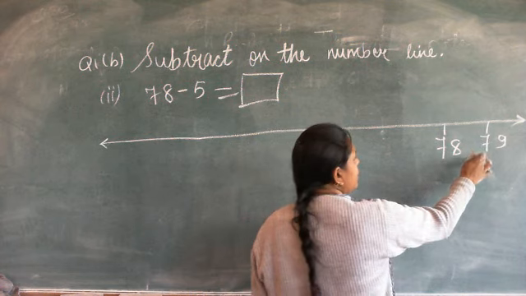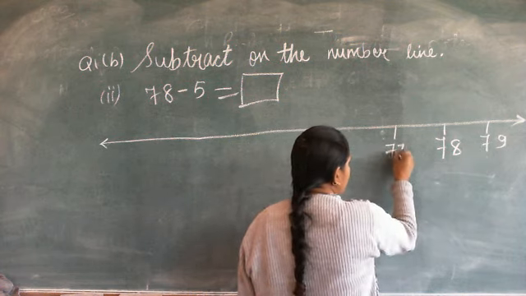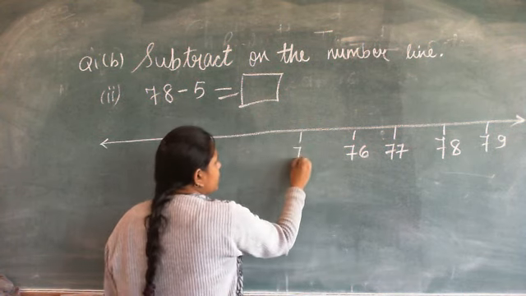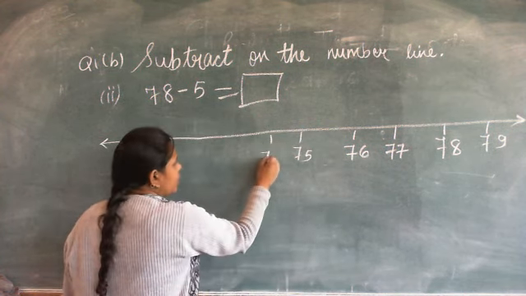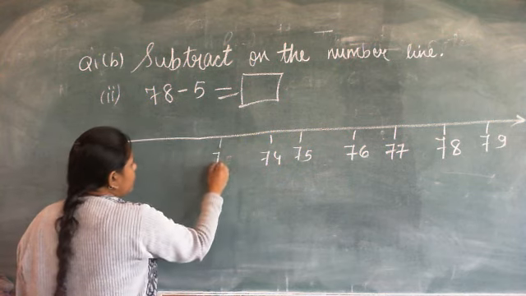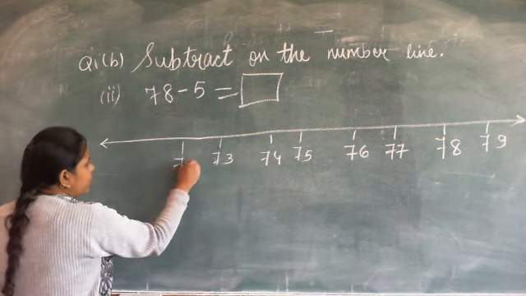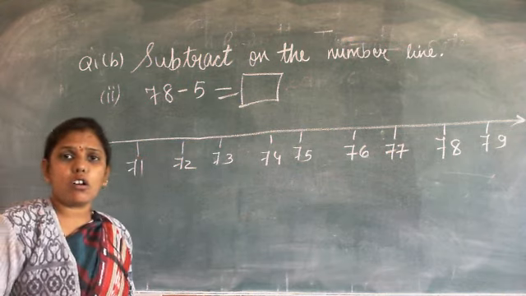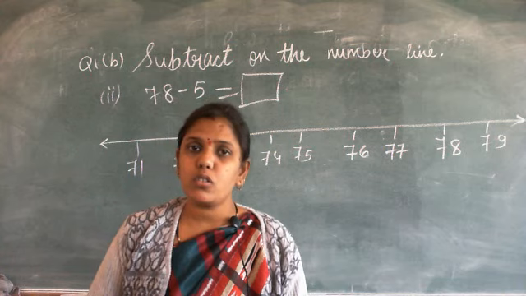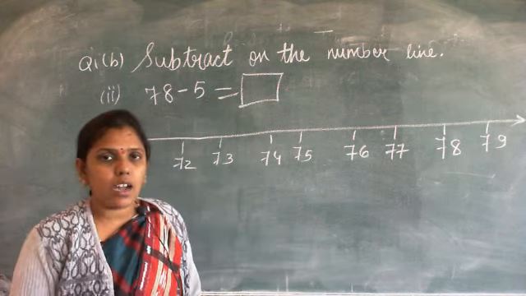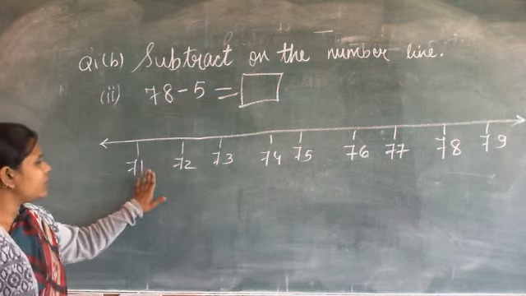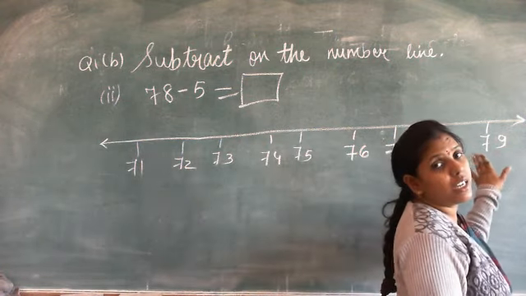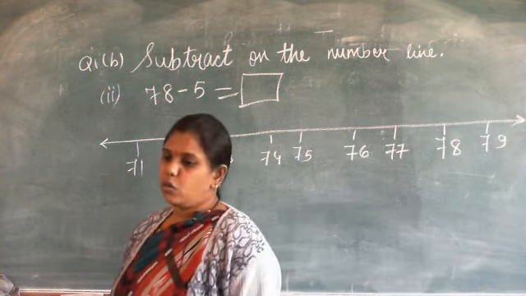So 79, 78, then 77, 76, 75, 74, 73, 72 and 71. If you want, you can check whether you have written all the numbers or not by counting. So start counting: 71, 72, 73, 74, 75, 76, 77, 78 and 79. All numbers are there. Okay.